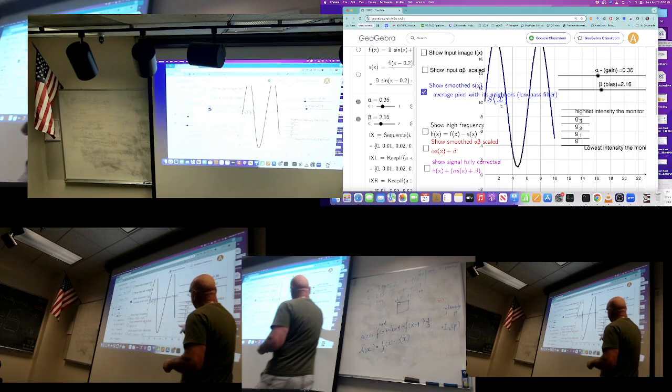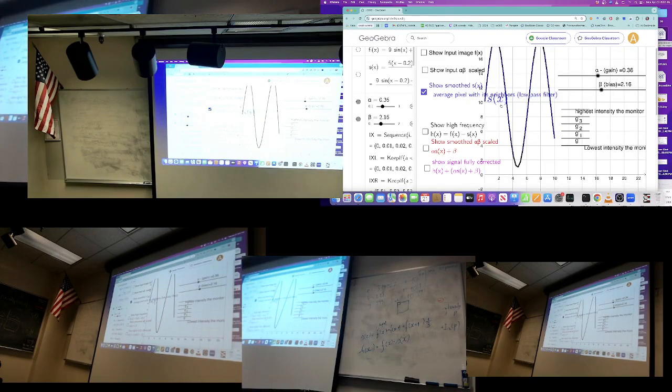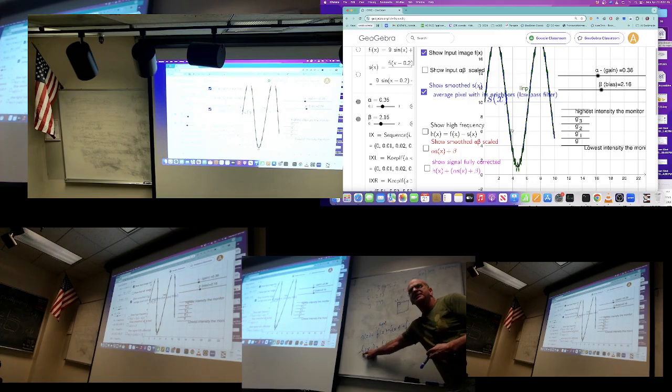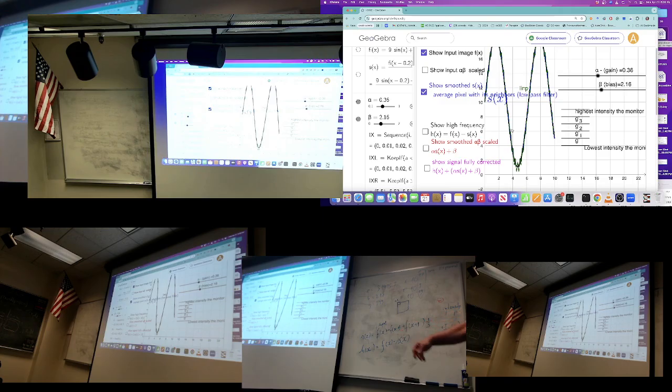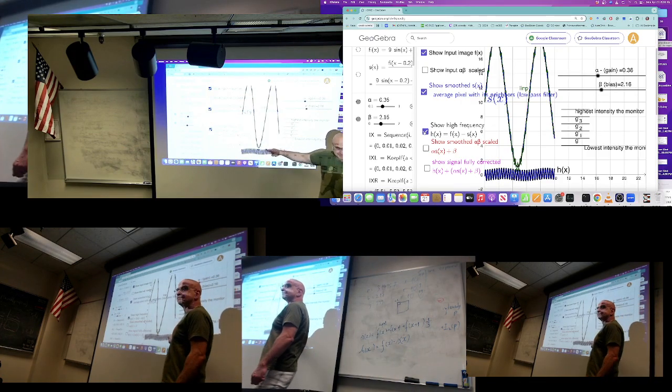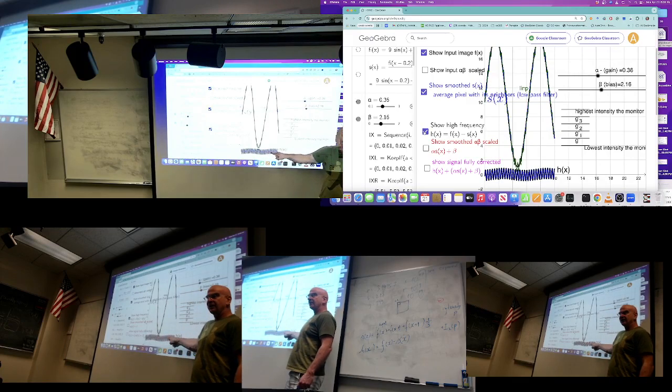h of x is, remember, the original function minus the low pass function. And the h here stands for high. That's a high pass filter. What does it look like? Here it is. Original minus low. It became the high function. That's what I sent to the tweeter.